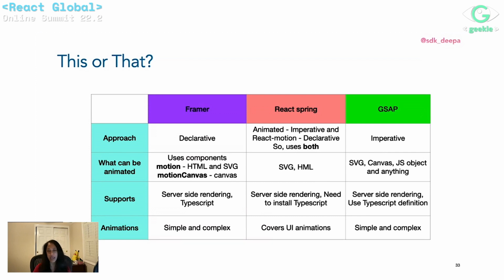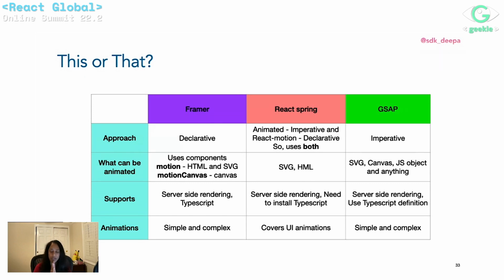So what can be animated using Framer? You can create motion, like I showed you the motion tag. You can use the motion component, or there's something called motion canvas, but that's only used for 3D animations, so it is capable of 3D animations too. If you go to Framer's homepage, you can see all those cool examples. And React Spring uses SVGs and HTML. And GSAP, like I said, can animate anything, right?